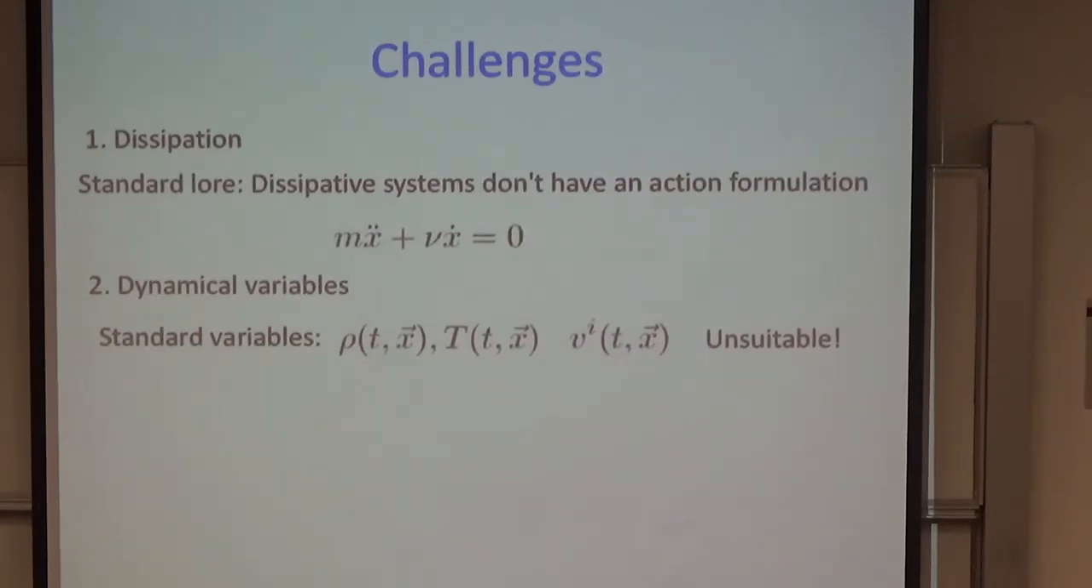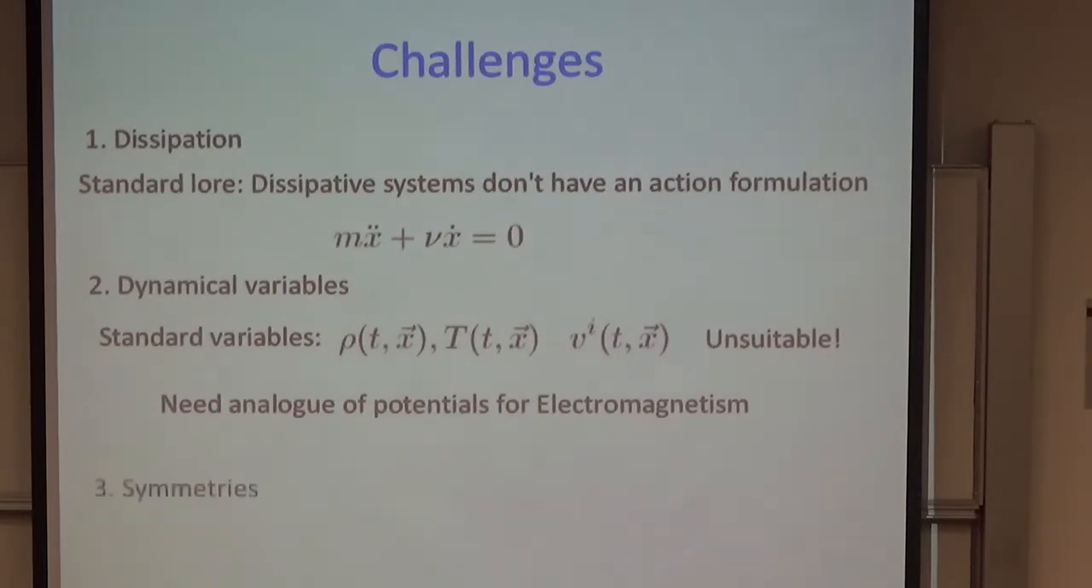So here one needs to look for the counterpart of the potential for electromagnetism. And then lastly, we have to identify the symmetries. What do we mean by a fluid? In principle, the symmetries should specify what you mean by a fluid.